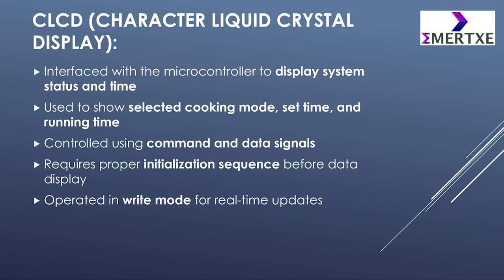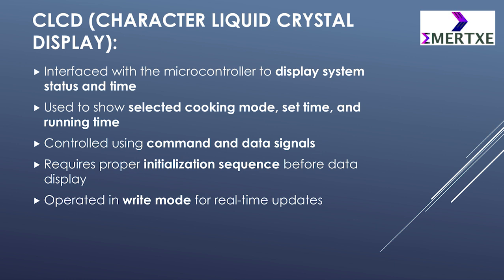The CLCD is connected to the microcontroller to present system information clearly. It displays the current status and timing details of the system. The selected cooking mode is shown on the LCD screen. It indicates both the preset time and the ongoing operating time.